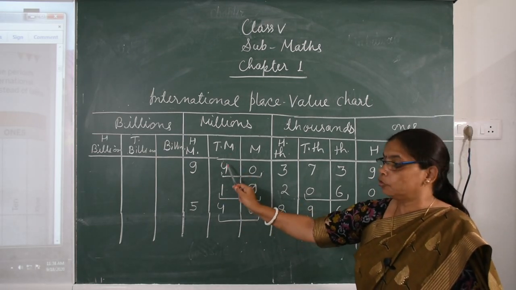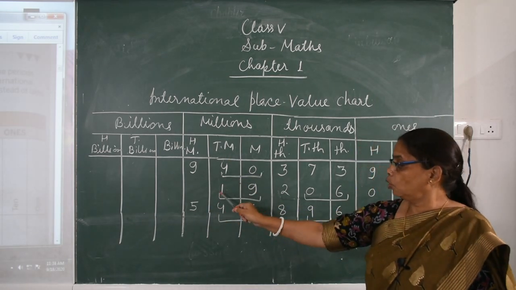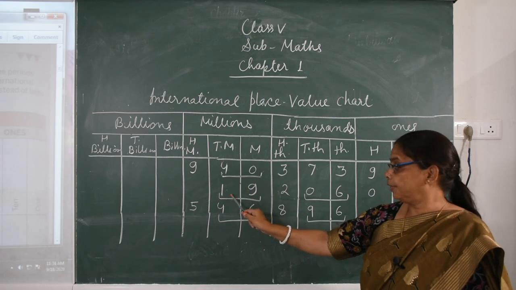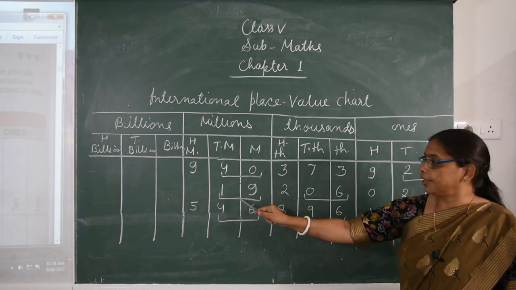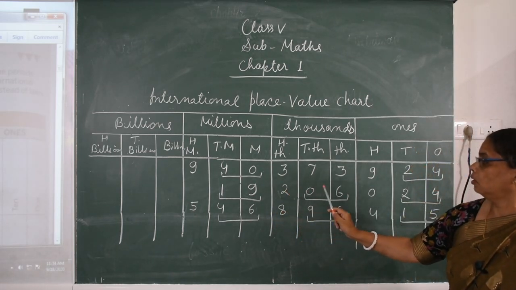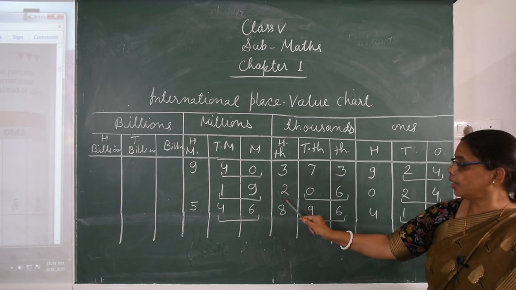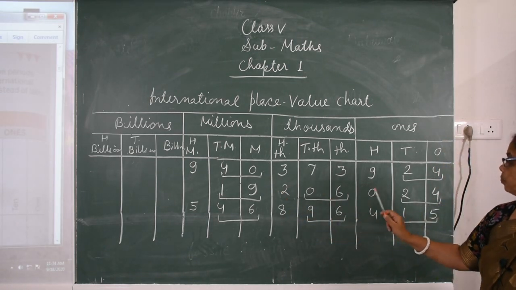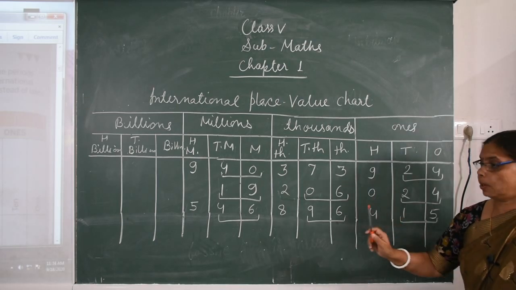Next example, this one is in which place? Tens of millions place. So we read these two numbers together. So 19 millions, 200, 6,024. Here is 0, so we skip this.